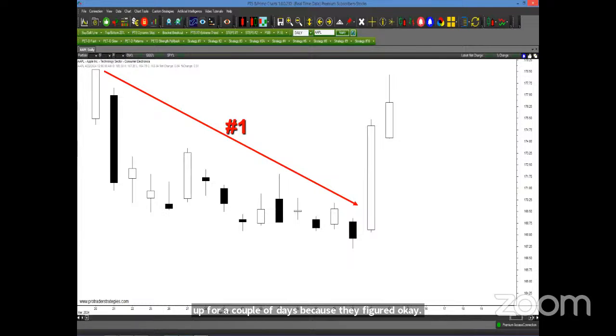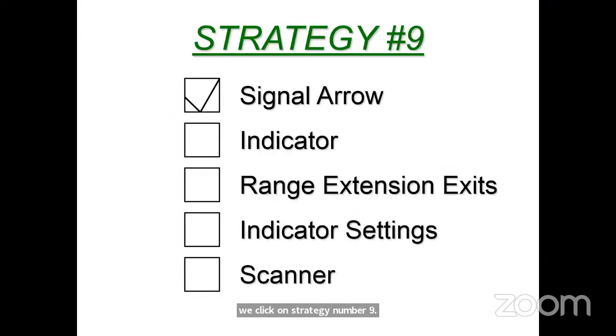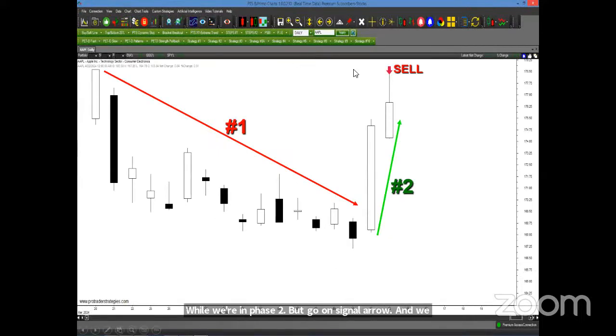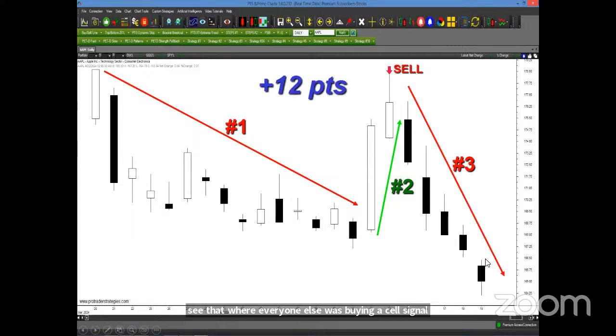But what did strategy number 9 do? It says that this is just phase 2, and this is a selling opportunity. So if it's a selling opportunity, we click on strategy number 9 while we're in phase 2, click on signal arrow, and we see that where everyone else was buying, a sell signal was generated right here. And look what happened. Phase 3 kicked in, and you could have quickly captured 12 points in the next week, okay? This is why, once again, traders fail, because you're out of sync with what the market wants to do. The good news is we identify these phases for you, and we provide you with the setups.